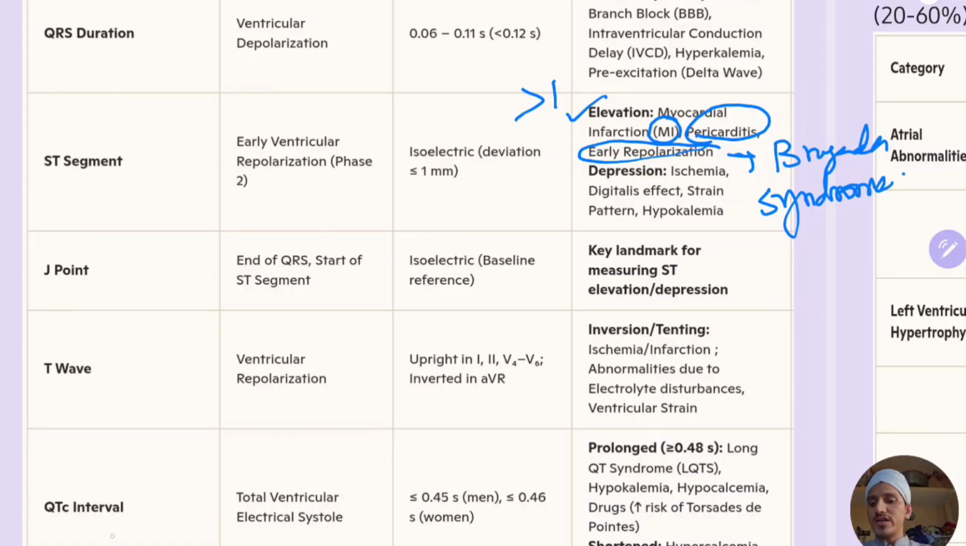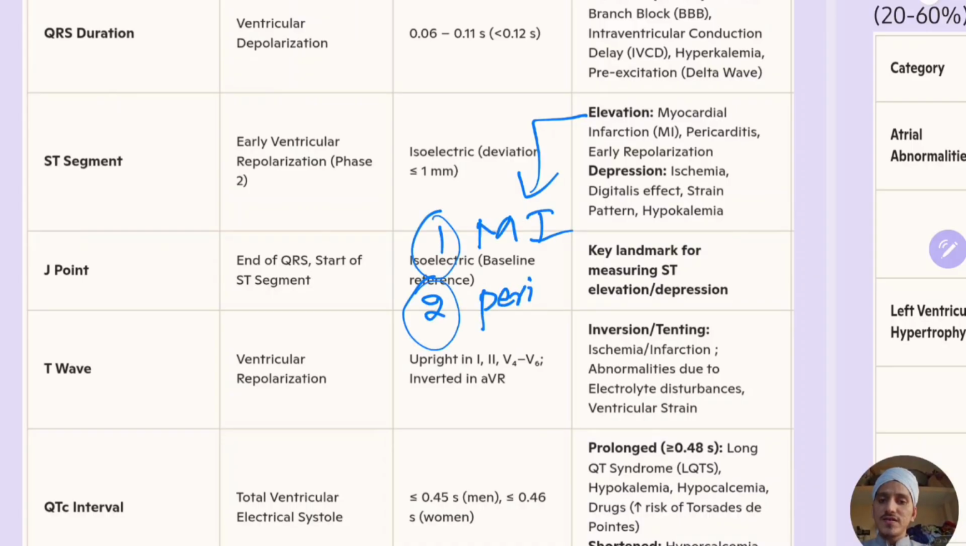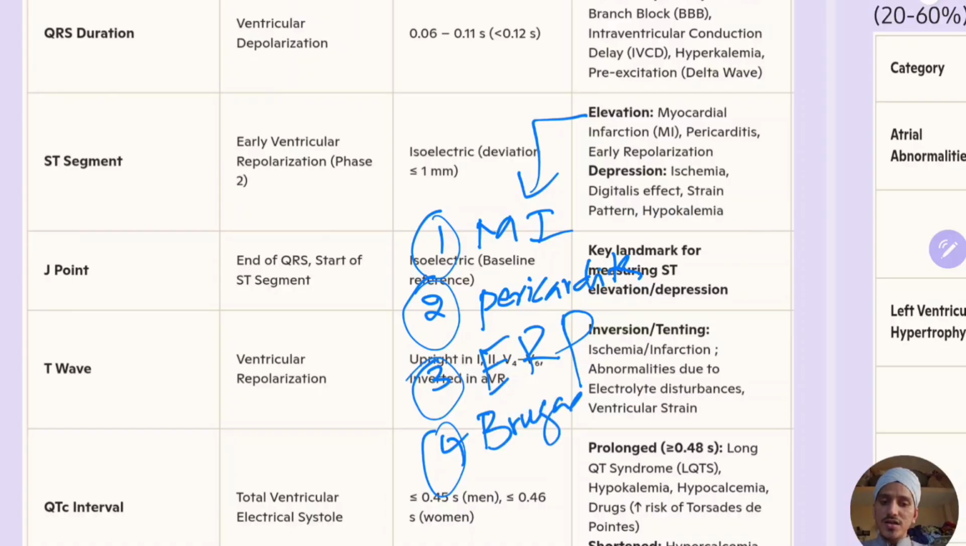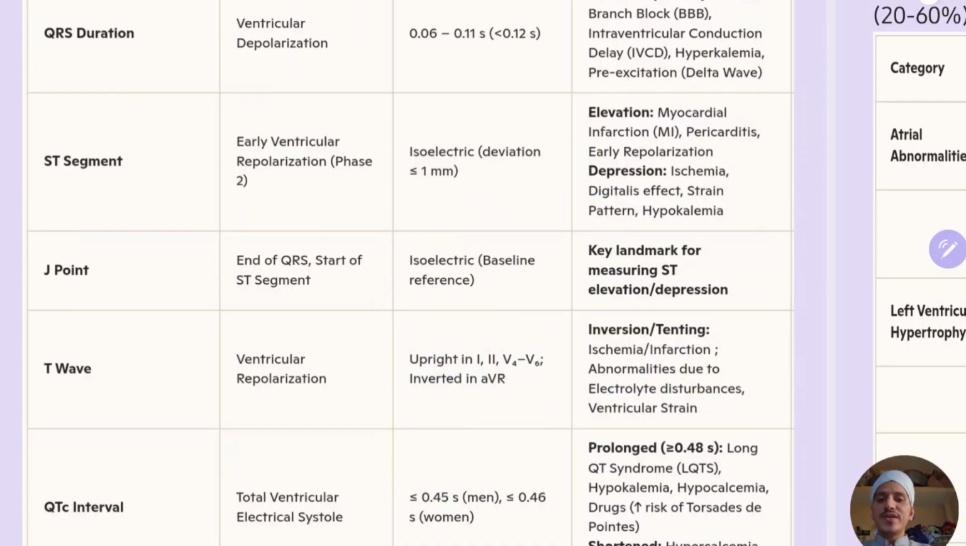So these are the four important differential diagnoses of ST elevation. What are the four? Number one is MI. Number two is pericarditis. Number three is early repolarization pattern. This is also very common in young adults. And number four is Brugada syndrome. These are the four important differential diagnoses of ST segment elevation. Just remember that. Then ST depression.